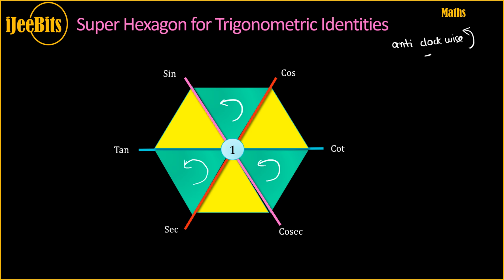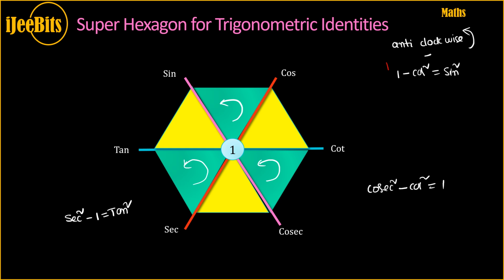1 minus cos square equal to sin square. This is my relation. Look at here. Cosecant square minus cot square equal to 1. That is one relation. Look at here. Secant square minus 1 equal to tan square. This is another way that you can remember these ratios.